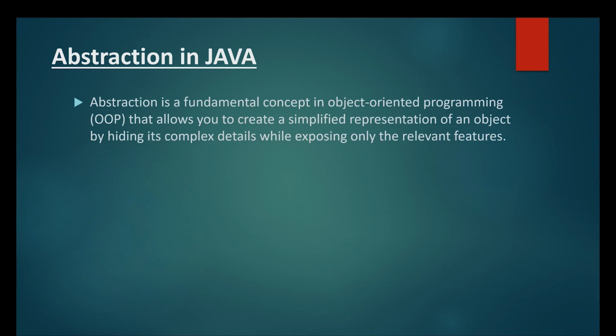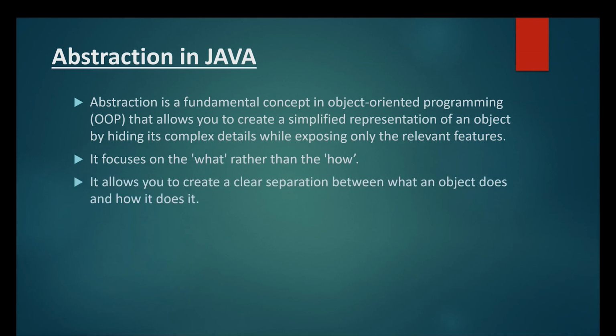That's what abstraction means. Coming to the second point, it focuses on what rather than how. That's a very important point about abstraction in Java, that what you want is what it focuses on, not how it can be implemented, right? The third point about abstraction in Java is it allows you to create a clear separation between what an object does and how it does. That's what I told you, right? It's a clear separation between what it does and how it does.